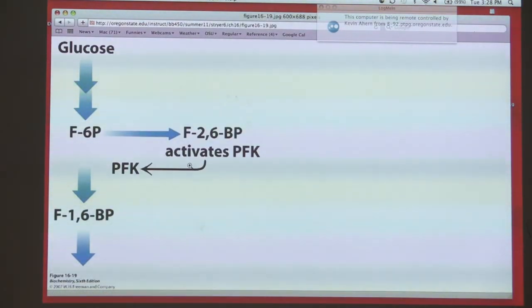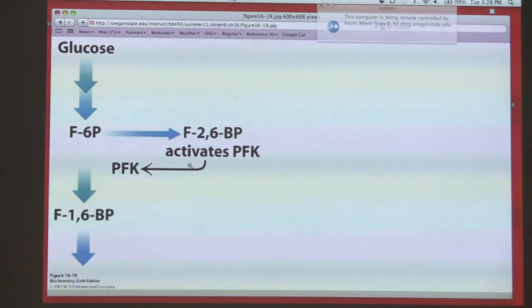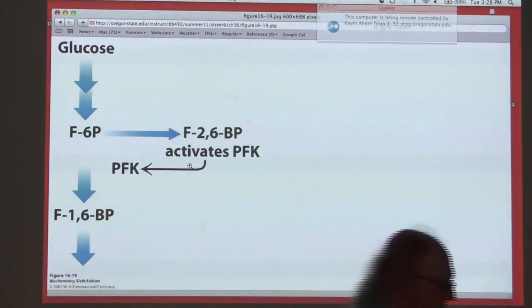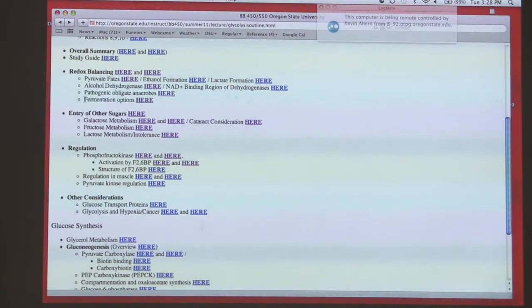So one of the questions I get is, well, how do cells make F26BP? It's actually made from fructose 6-phosphate, but that doesn't make fructose 2,6-bisphosphate a glycolysis intermediate. It's made from fructose 6-phosphate, but the only thing that happens to fructose 2,6-bisphosphate is it can get broken back down into fructose 6-phosphate, so it never enters the glycolysis cycle. But fructose 6-phosphate is used to make it. So basically cells make it and they break it down, and the making it and breaking it down depend upon the conditions that the cells find themselves in.